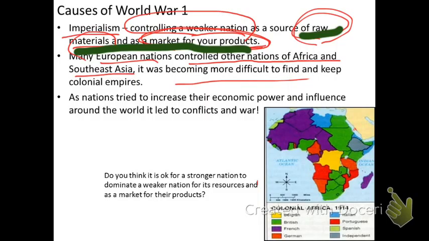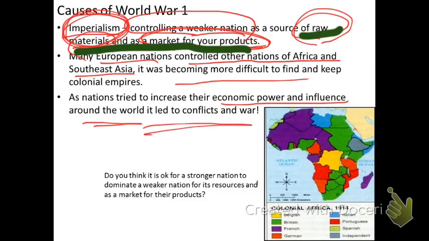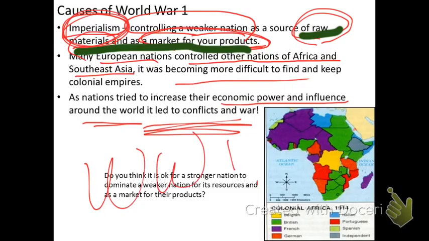As nations try to increase their economic power around the world, as nations attempted to create more territories for their empire, this would lead to conflicts around the world, which of course would lead to World War I.